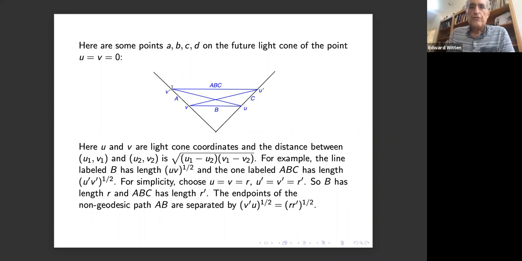So the length of the straight line between these two endpoints is the square root of V prime U, which is R prime to the 1/2. So that's the geometry we're going to use. I hope I didn't make it too confusing.